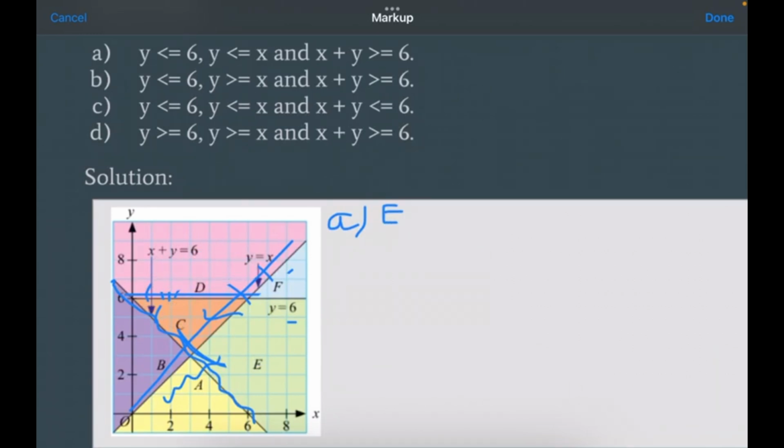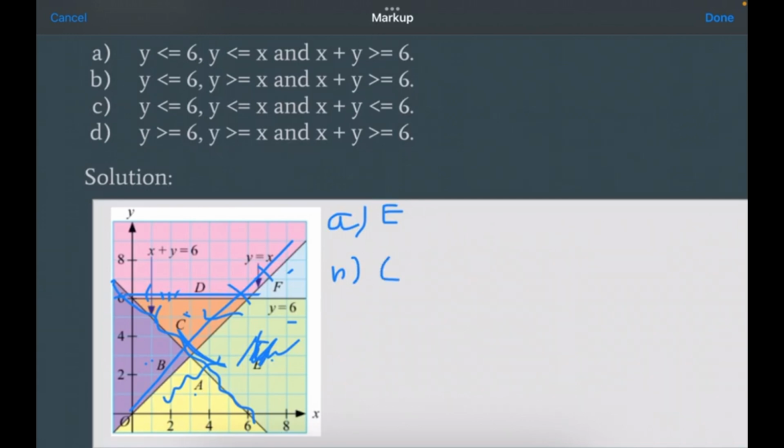Question B. y is less than 6, so it could be A, B, C, or E. E has already been used, so it could be A, B, or C. Then y is more than or equal to x, so above the line, it could be B or C. And x plus y is more than 6, so the answer will be C.